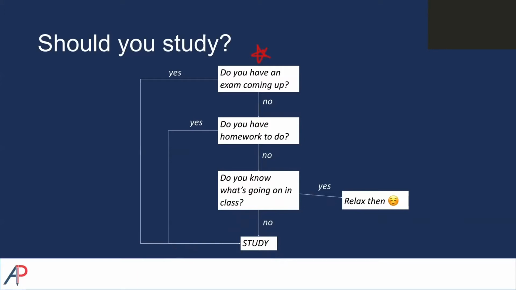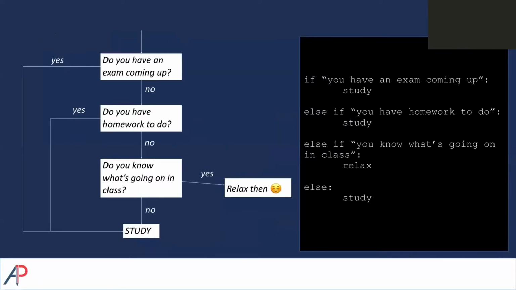For example, I asked, do you have an exam coming up? And then I said, if you answered yes, then you follow this. Otherwise, or else, you follow this. Those keywords, if and else, are super important to pretty much every single coding language out there in the world, especially in Python. So if I were to take what we just did and split it up into what we call pseudocode.